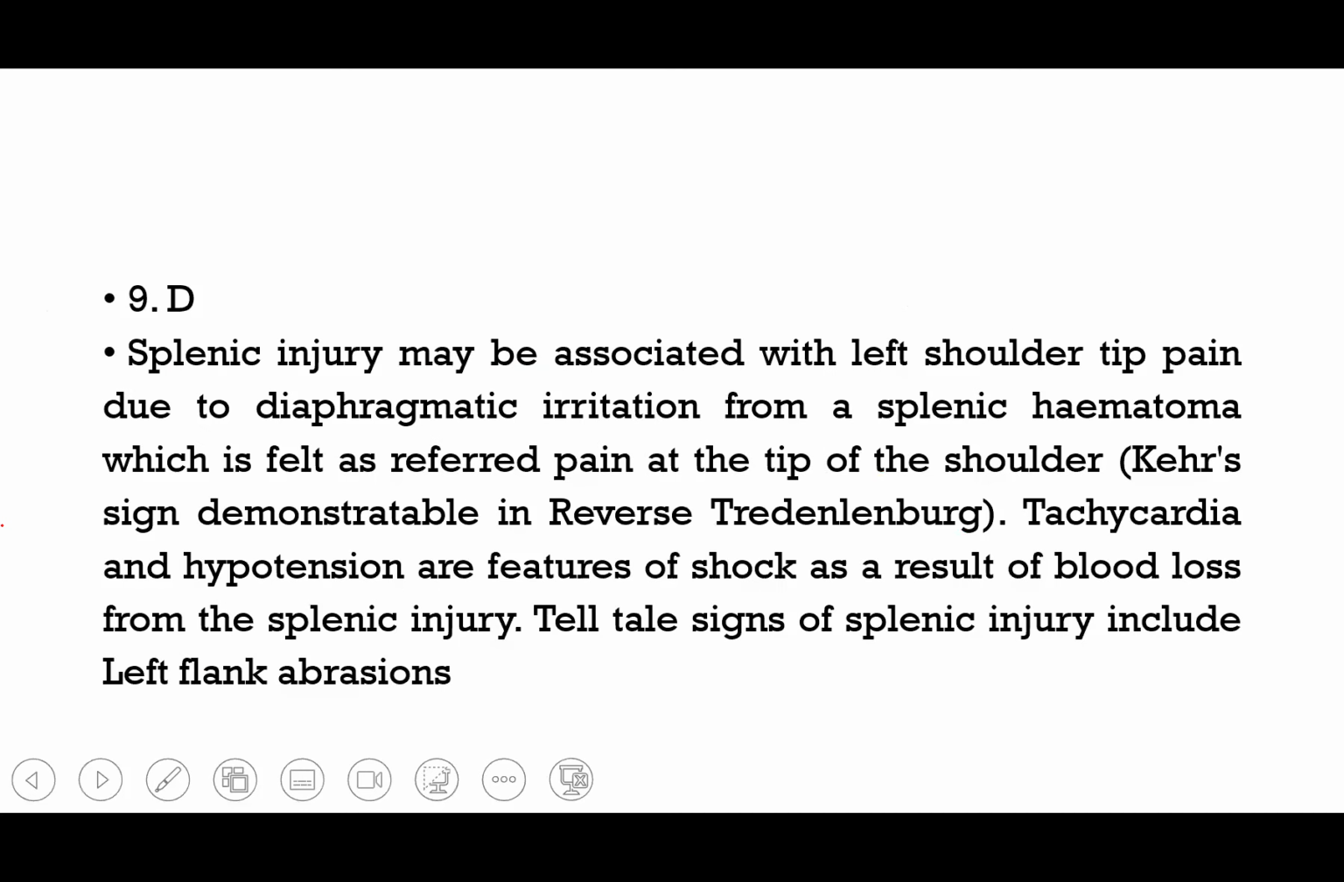Splenic injury may be associated with left shoulder tip pain due to diaphragmatic irritation from a splenic hematoma, which is felt as a referred pain at the tip of the shoulder. That is called Kehr's sign, is demonstrable by a reverse Trendelenburg. Trendelenburg is head down position. Reverse Trendelenburg is head up position. So if you do a reverse Trendelenburg, they'll have the pain in the tip of the left shoulder.